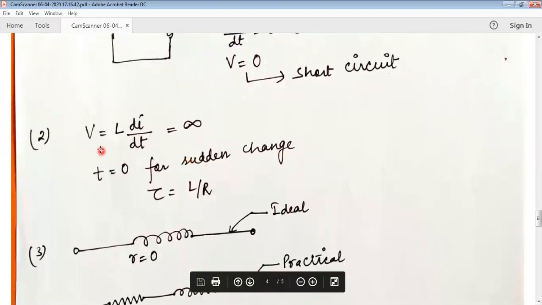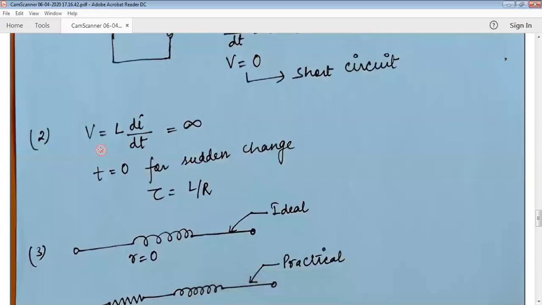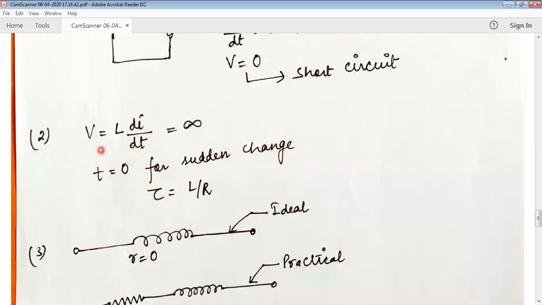Next, the second is this. An inductor doesn't allow sudden change of current. Since practical inductive circuits have a time constant, and for a sudden change of current, it is not possible to provide infinite voltage. So an inductor doesn't allow sudden change of current. In that case, a sudden change means t equal to 0. Clear? If t equal to 0, put t equal to 0 here, so voltage will be infinite, and that is not possible.